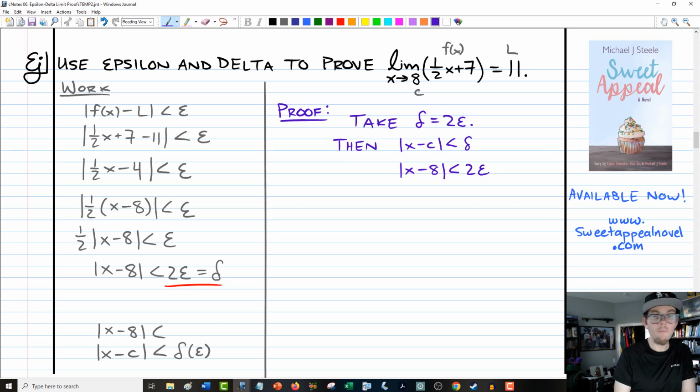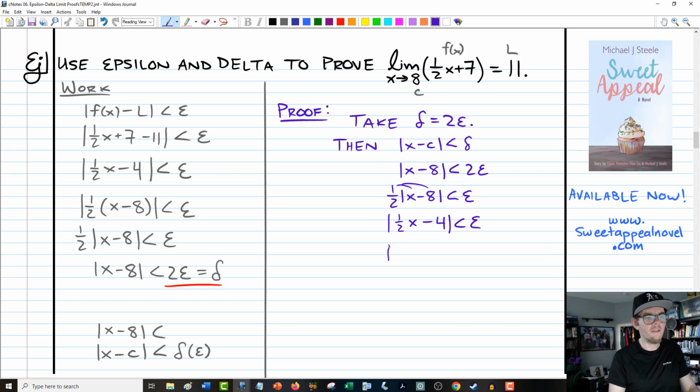From here, I'm going to multiply both sides by 1/2. So I'll say that 1/2 the absolute value of x minus 8 is less than epsilon. I'll distribute that in because it's positive. I'm allowed to do that. This will be the absolute value of 1/2 x minus 4 is less than epsilon. Geez, I keep messing up that constant when I write it. That's a constant problem, I tell you what.